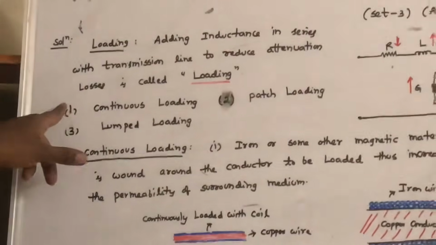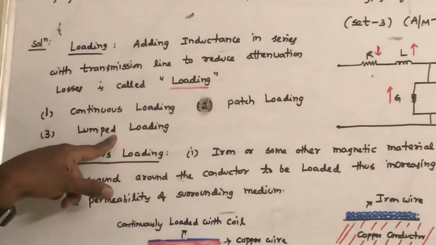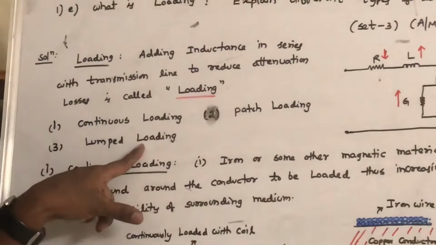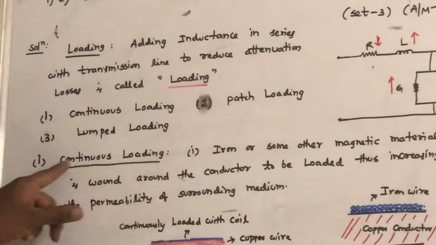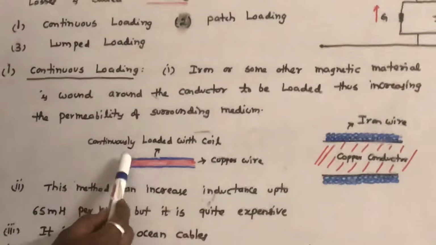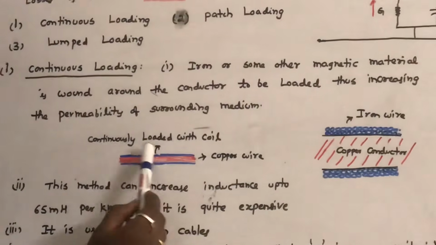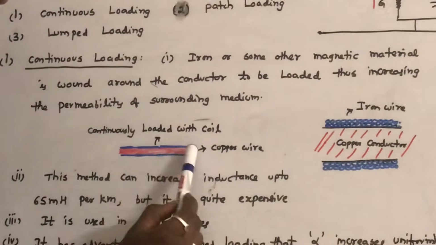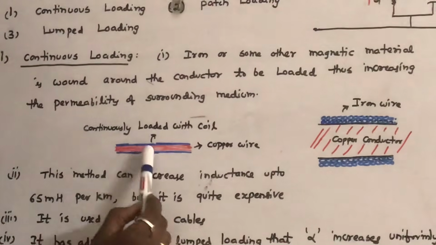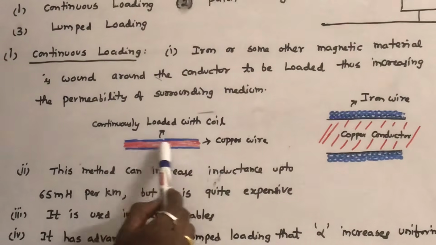There are 3 types of loading, namely continuous loading, patch loading and lumped loading. Let us discuss them one by one. Continuous loading, as the name itself indicates: for example, this red section is a cable, and the blue line indicates the cable is continuously loaded. The entire length of the cable is loaded with the coil. This type of loading is called continuous loading.